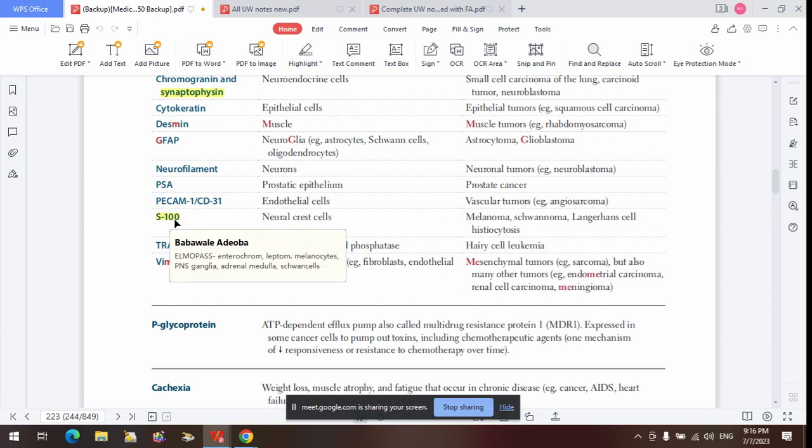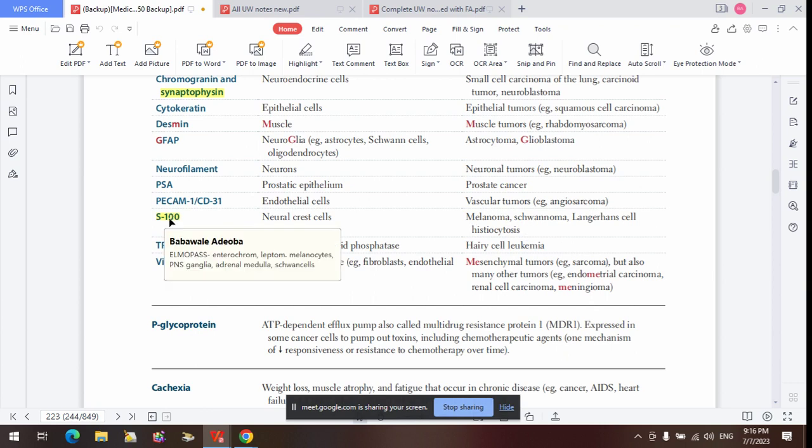S100 is typically present in the neural crest cells. We might not be able to know all the derivatives of the neural crest cells now, but I just want us to remember melanoma and schwannoma. These are important. Melanoma and schwannoma are actually derived from the neural crest cells. I tried to put some of them here.